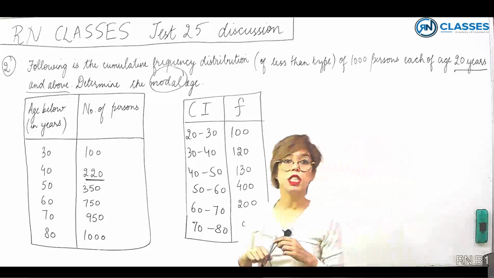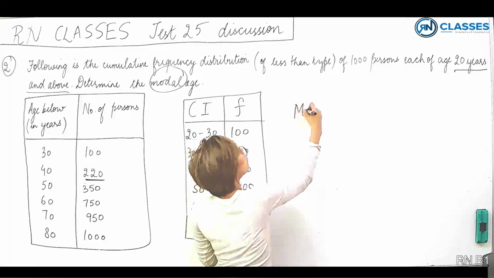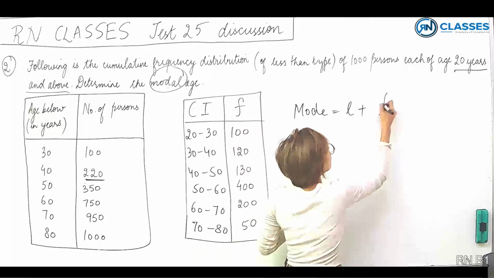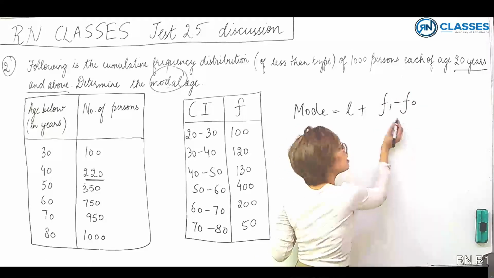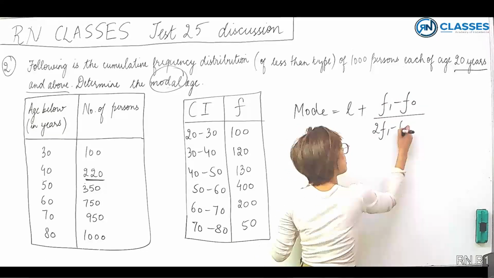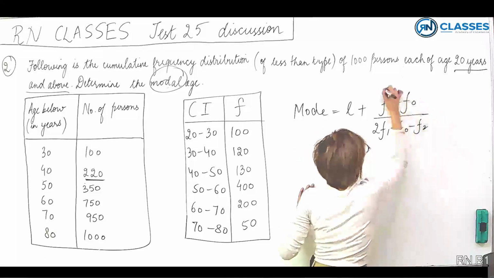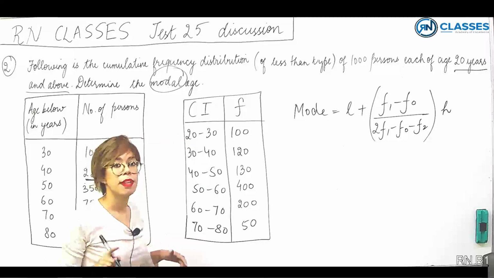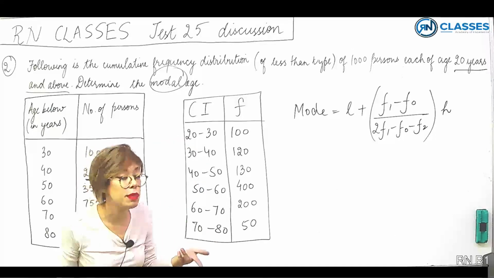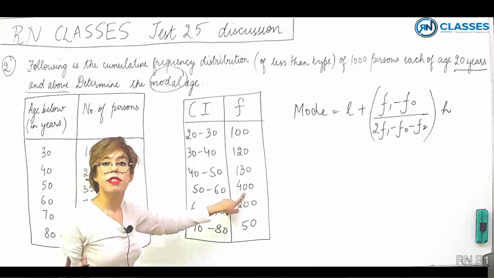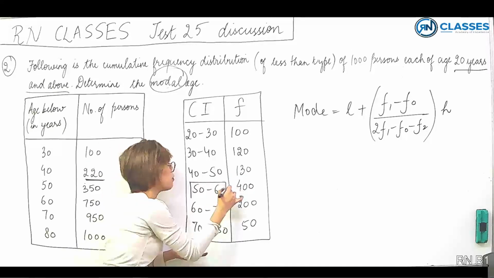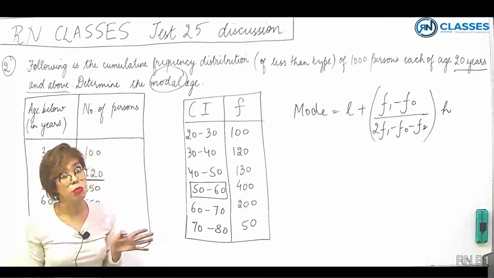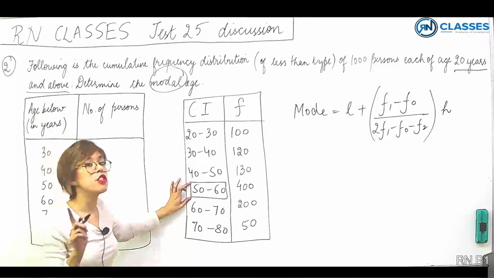Mode, formula of the mode. It is very easy. Mode is equal to lower limit of the modal class plus F1 minus F0 whole divided by 2F1 minus F0 minus F2 into class size of the modal class. Now, modal class is the class with the maximum frequency. So, let's see. This is the one. This is the modal class, 50 to 60. You need to mention this in your paper. Otherwise, 1 mark you will lose. Right? So, 50 to 60 is your modal class.